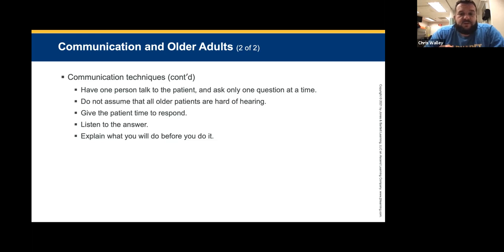Explain what you're going to do before you do it. Do not talk about the patient in front of him or her as though the patient is not there. That is disrespectful. It's the same thing as a child. You may have to just exit the room or tell somebody, hey, do you mind if I speak to you out in the hallway? It's the same thing with elderly. We just have to adjust it a little bit in the age type.